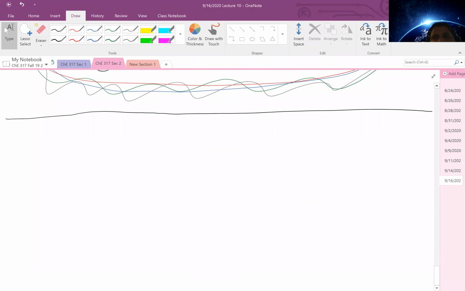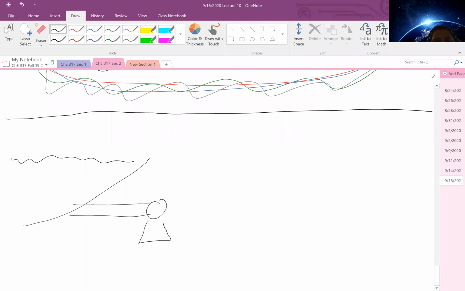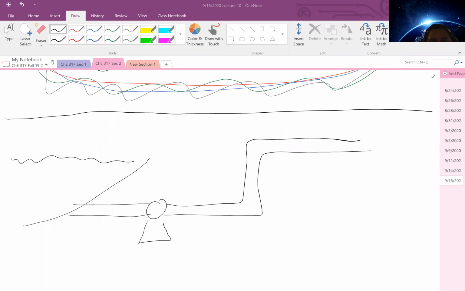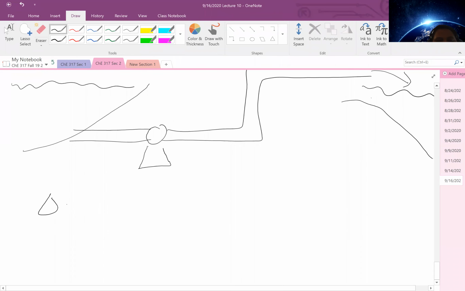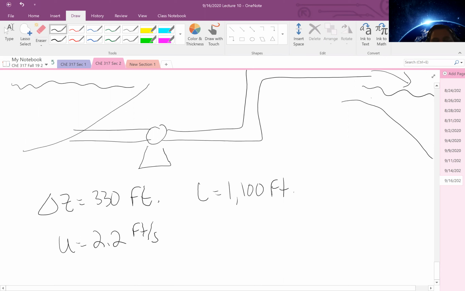So first things first, the one thing I always like to do is draw the problem. So we've got some form of reservoir, some pumping system, and it's taking it to Mordor and back to another reservoir. So it gets discharged. It says it's being lifted 330 feet. The pipe length is 1,100 feet. The velocity of flow is 2.2 feet per second.